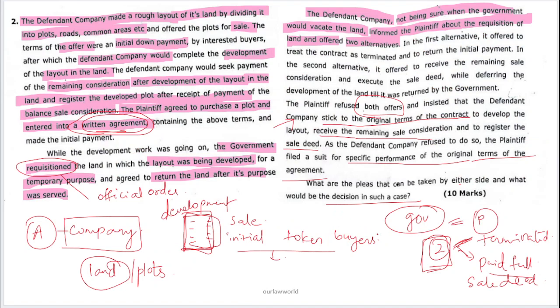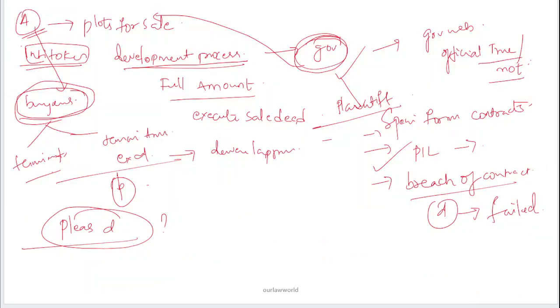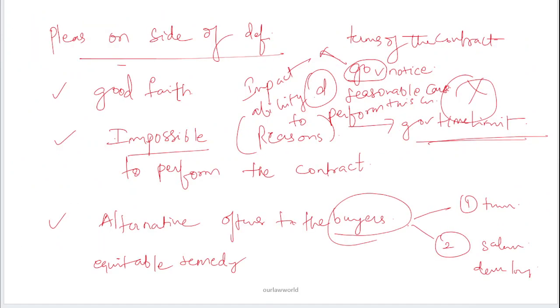So we have completed the question: what are the pleas that can be taken by either side and what would be the decision in such a case. So you have to elaborate your question, which you have understood, like given so and so and what you understood from that, and then write regarding the plaintiff's arguments of the pleas and the defendant scenario.